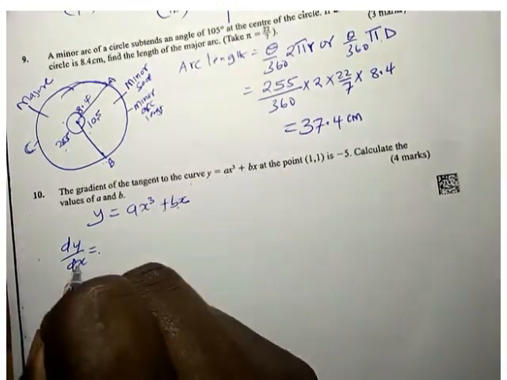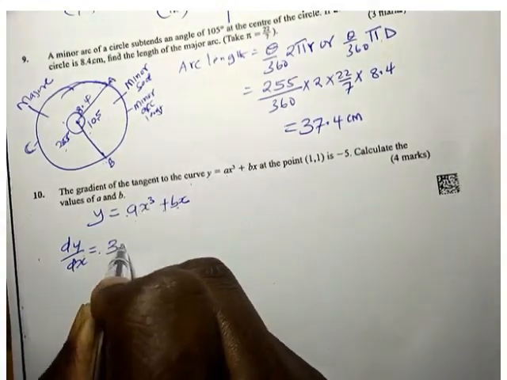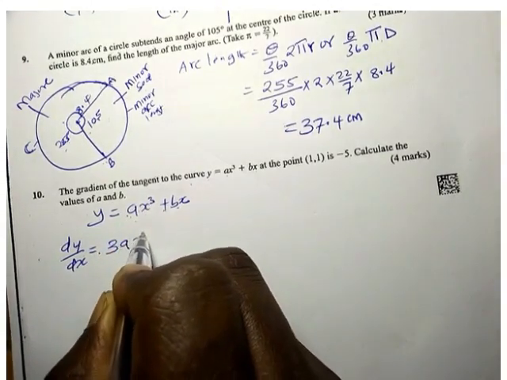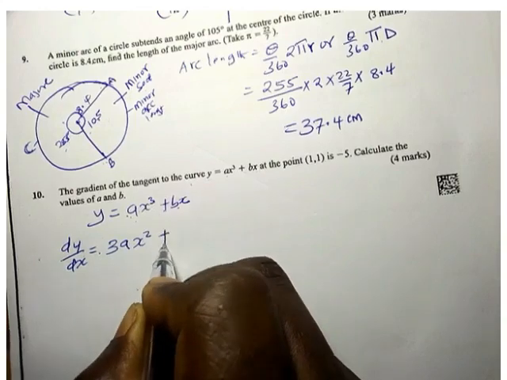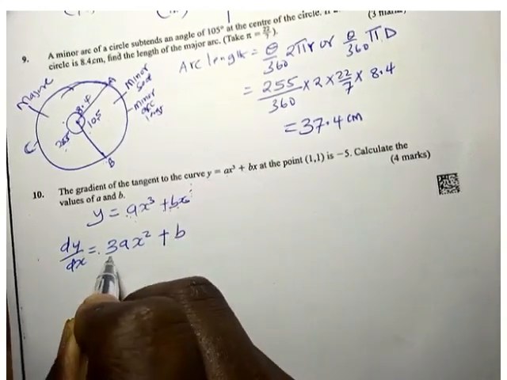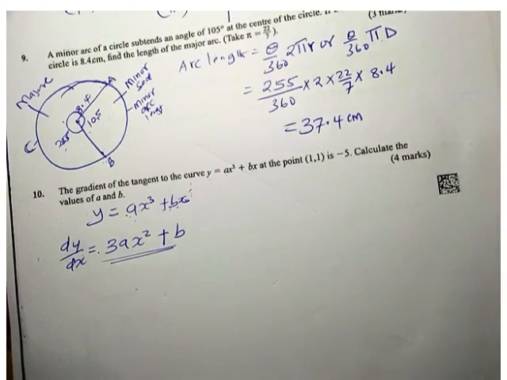You differentiate this one and you get, for this one, dy over dx is going to be 3a, the power comes here as 3, then x remains with square, 3 minus 1, plus b times 1 times x to the power 0, which is b. So the gradient function is 3ax squared plus b.